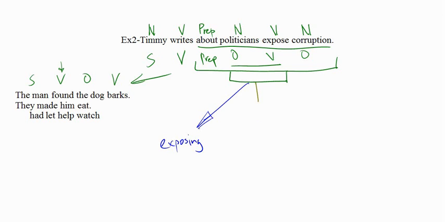The second way is to change it into the infinitive form. So that just means to plus your verb, so to expose. So it reads Timmy writes about politicians to expose corruption. And then the third one is to do an adjective clause. So that would sound something like this. Timmy writes about politicians who expose corruption. So three different solutions at least. And for the last two, the infinitive and the adjective clause, I'll be covering those later.